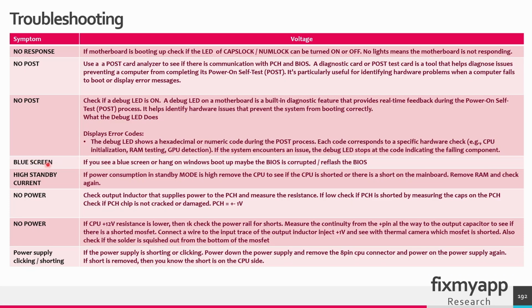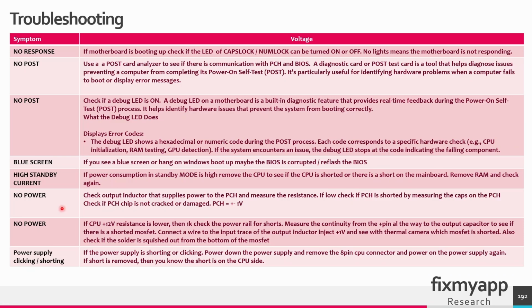If you see a blue screen or the operating system hangs, it may indicate that the BIOS is corrupted, and then you have to reflash the BIOS. If you measure the standby current and it is very high, it indicates a problem. If you have a high standby current, you have to try to eliminate which component is causing the problem. You can remove the CPU or the RAM modules and measure the standby current again. If the current is still very high, it may indicate a short on the mainboard.